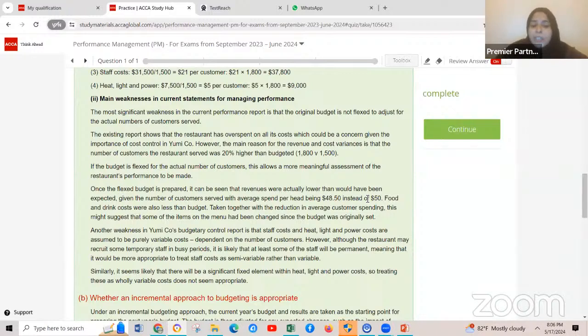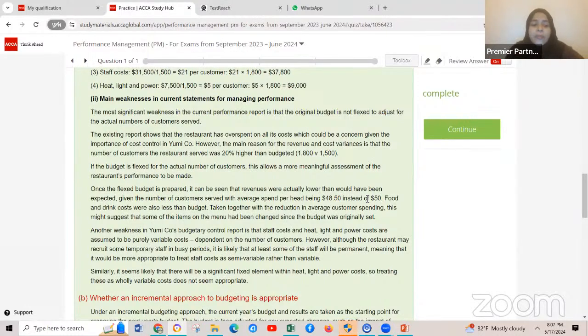Another weakness in Yumiko's budgetary control report is that staff cost, heat, light and power are presumed to be purely variable, dependent on the number of customers. Actually, no, the lighting may not depend on the number of customers. Lighting may depend on kilowatt, right? So that method of allocation they have used may not be accurate. So even something like that you all can pinpoint.